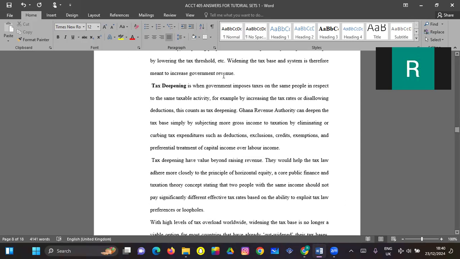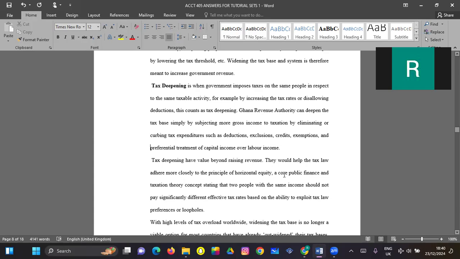Tax deepening is when the government imposes taxes on the same people in respect to the same activity, right? For example, increasing the tax rate or the salary and deduction. So tax deepening has value beyond raising revenue. It helps the tax law adhere more closely to the principle of horizontal equity. We spoke about horizontal equity.